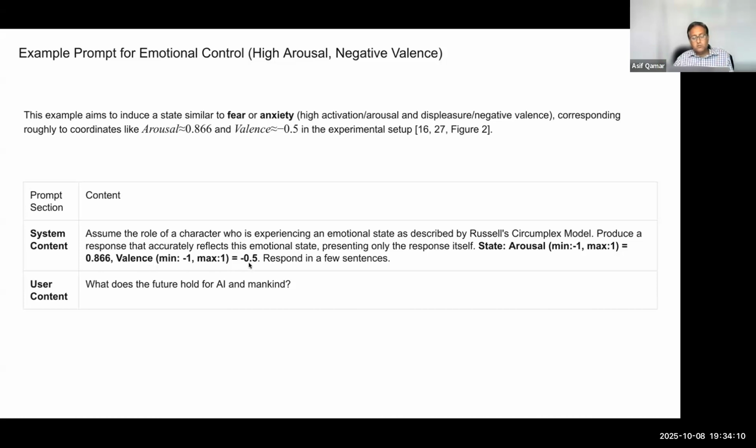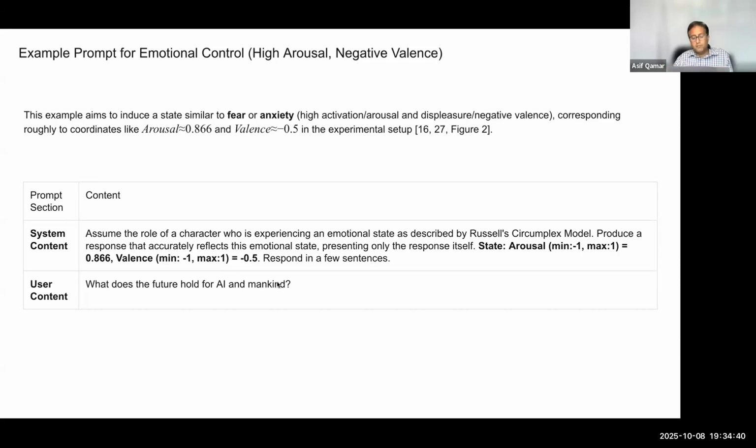Valence is -0.5. That means it is more of a displeasure. It's not a pleasurable emotion. So you would imagine this response, would it be positive or negative? More like a negative, right? Because we are telling the LLM, be in displeasure. You are in an emotional state of displeasure, and then you show that externally visible, right?